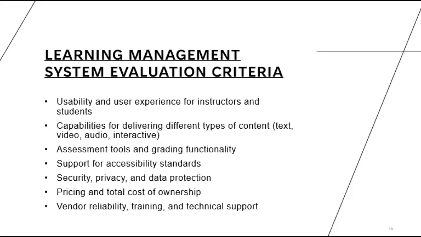So for our learning management system selection, the criteria that we used to select our LMS, and we used all the ones that you see here listed in front of you, between usability and user experience for the system, assessment tools and grading functionality. We looked at some privacy and security protection that we'd have there. Also, we looked at pricing and vendor reliability as well, for both the systems that we evaluated, one being Canvas and the other being the Talent LMS system.